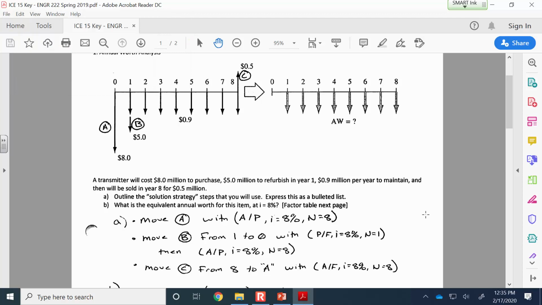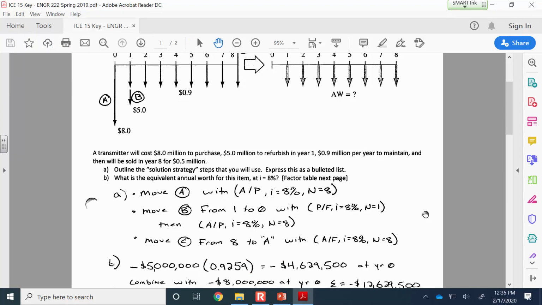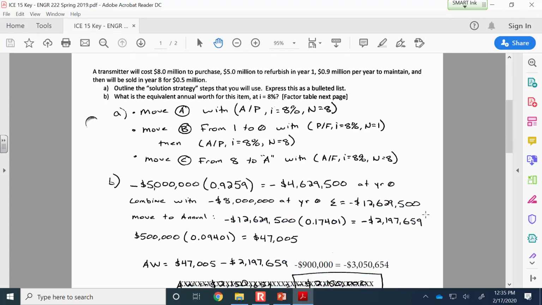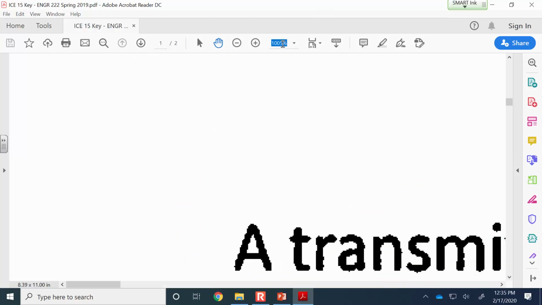So I'm putting on the screen the calculations themselves now, if you want to take a look at that. Oh, too much.